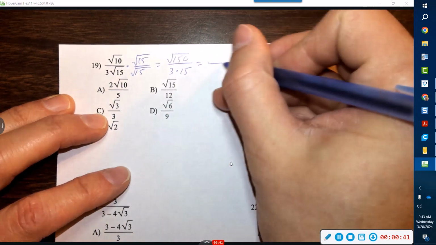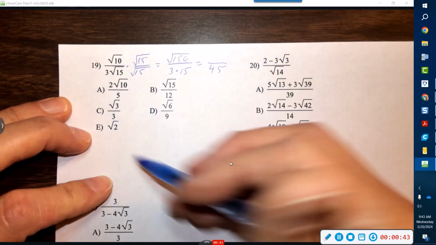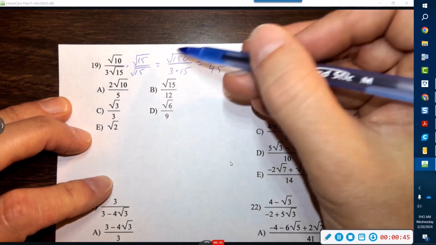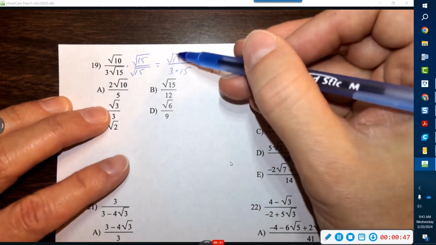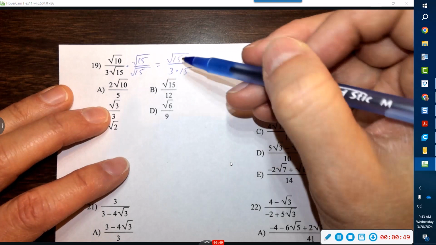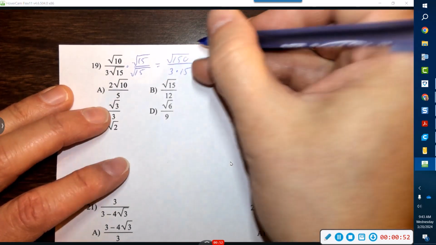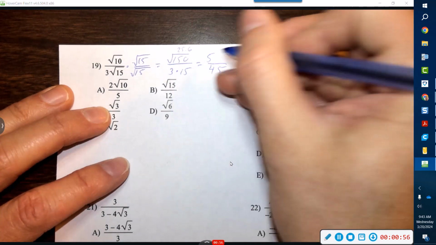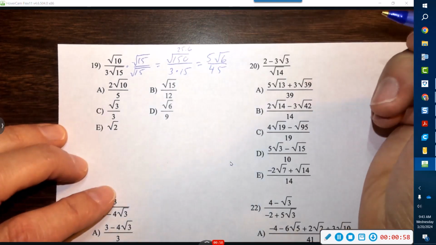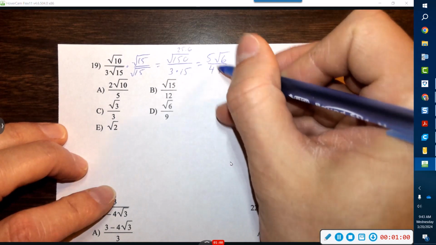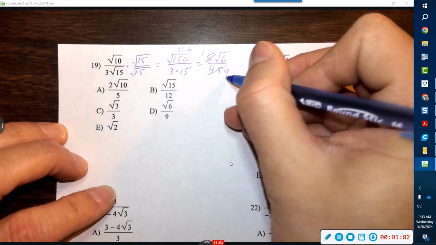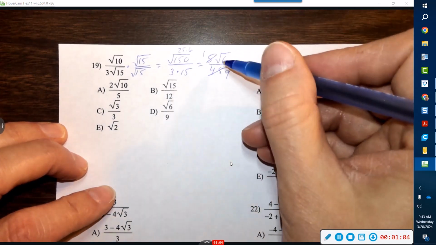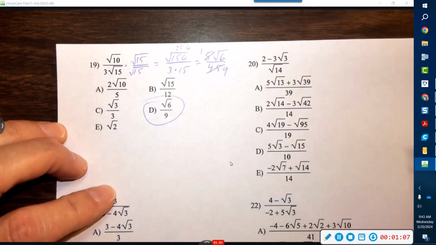Okay, so we know it's going to be over 45, but I don't see any 45 answers. So we've got to probably break this down here. If I look at this, I know that this is 25 times 6. So 25 times 6, that has a pair of 5s in it, so I can take a 5 out, radical 6. Now 5 and 45 can be reduced as a fraction. That's 1 over 9. So radical 6 over 9 is the answer.